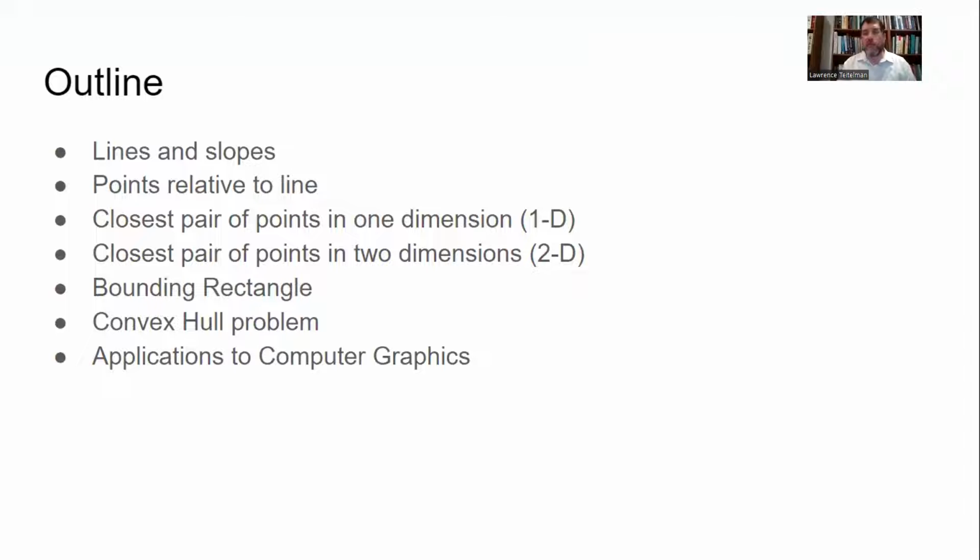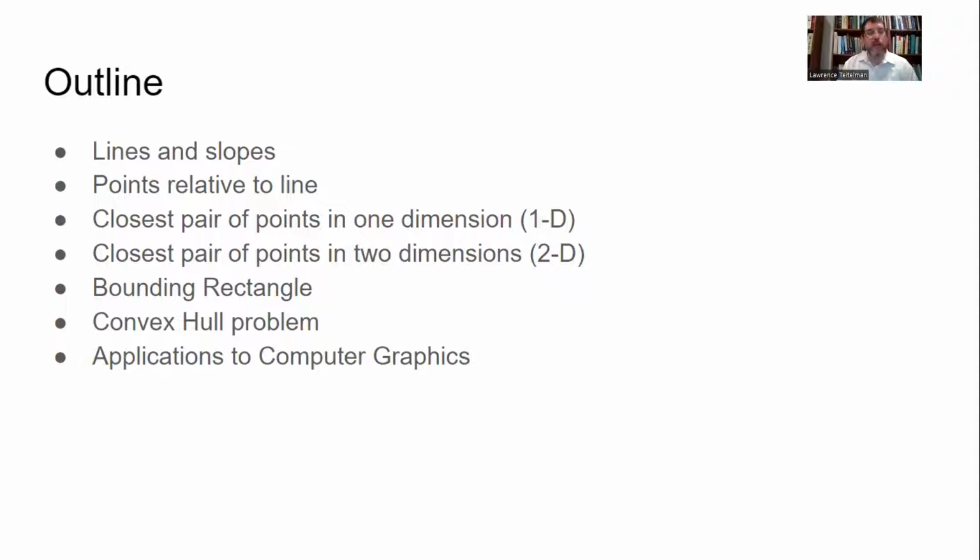Lines and slopes, which is pretty easy, stuff that you could do even without this lecture. Points relative to a line. Maybe you do or don't remember how to do that from your geometry or trig courses. That will also be important in terms of the convex hull, which is later on today. We're going to discuss the closest points problem in 1 dimension and then in 2 dimensions, and interestingly, they are very different.